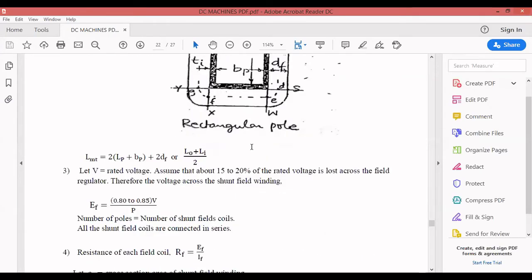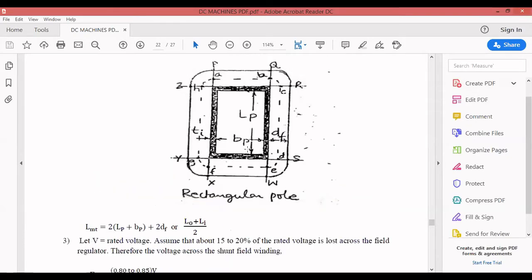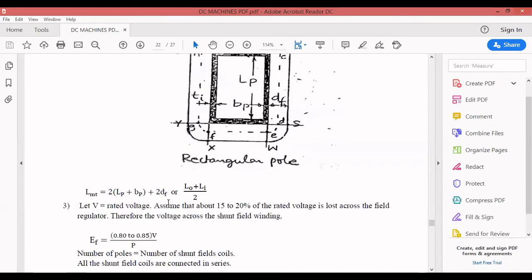Let us calculate now. Length of mean turn is equal to 2 into Lp, where Lp is the length of the pole. This side one length and this side one length, so 2 Lp. Likewise Bp is the width of the pole. This side one width of the pole and this side one width of the pole. So 2 into Bp plus 2 into Df.